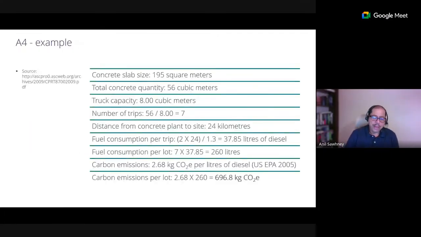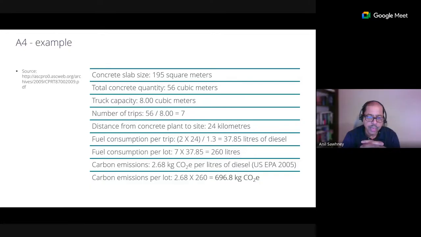So a quick example, this is adapted from US. So I did sort of a little bit of conversion. So you will see a bit of a problem in terms of units, but let's hope it all makes sense. So you're maybe working on a residential project in which you have maybe a slab on grade with concrete, a particular grade of concrete. The total quantity needed based on the thickness of the slab comes out to about 56 cubic meters.